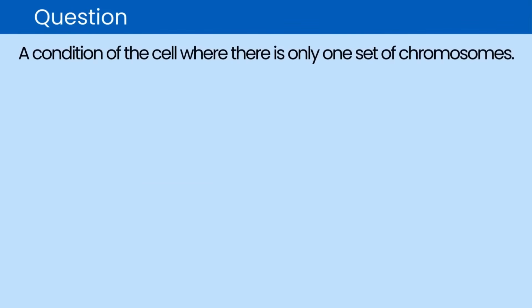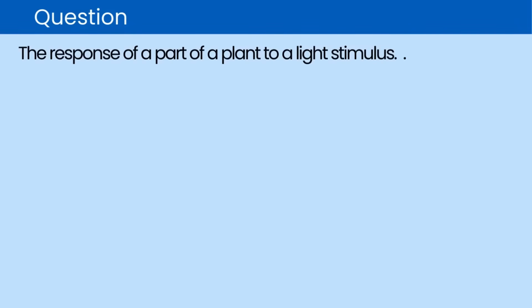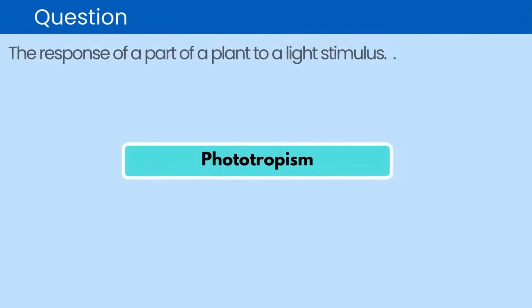Question: a condition of the cell where there is only one set of chromosomes. The correct answer is haploid. Question: the response of a part of a plant to a light stimulus. The correct answer is phototropism.